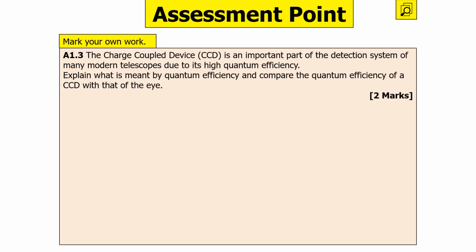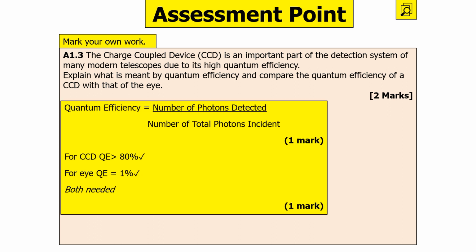Now in this final question, remember what the definition is for a quantum efficiency. It's the number of photons actually detected by the detector divided by the total number of photons incident. Now I know that for CCDs the quantum efficiency is 80% or above. It's increasing with the advent of modern technology, but the eye is about 1%, so therefore the CCD is a much more quantum efficient device.